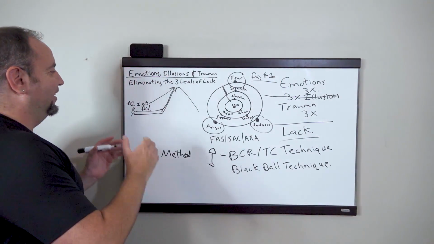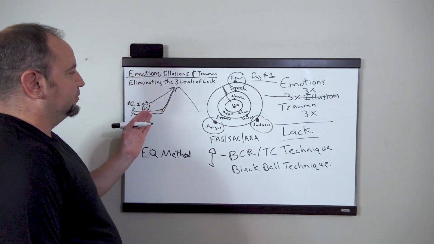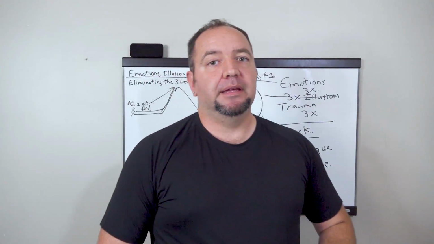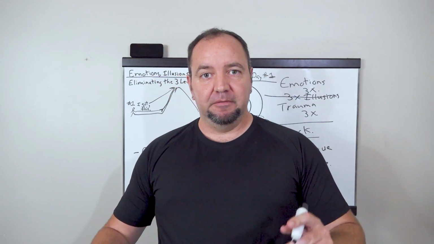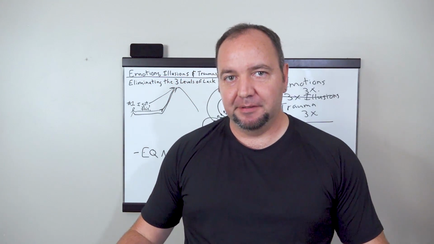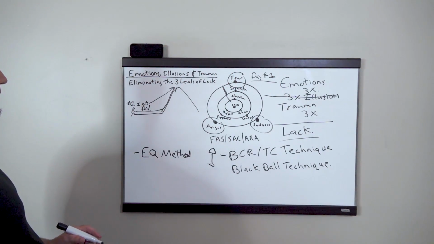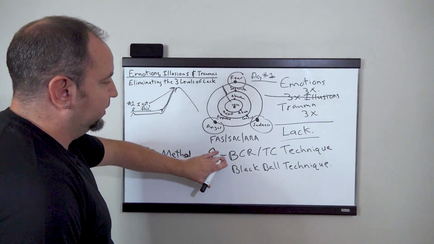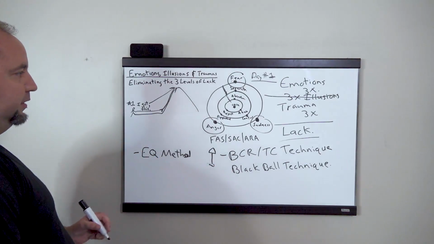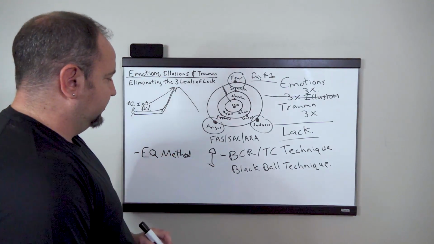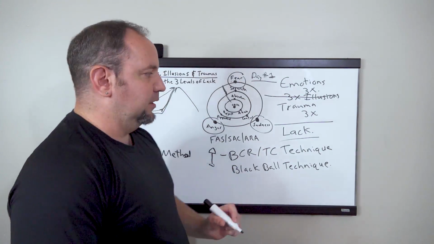Right? No, we are taking our time with this. We are climbing that mountain. We are making that ascent. Right? We're making our ascent to the summit, to summit level manifestation, to summit level life. Okay? So this again is what you're doing with the BCR and TC technique and the black ball technique. You're using that shovel. Now, what about the EQ method?